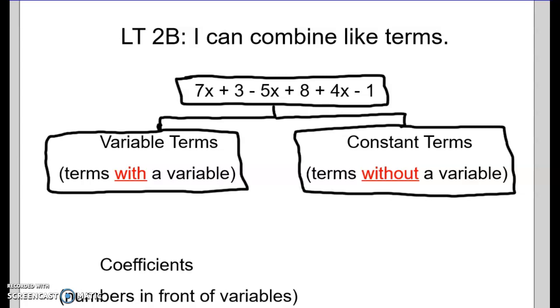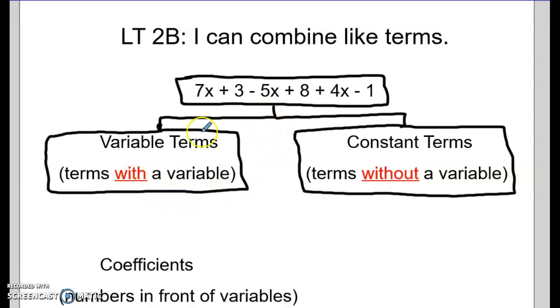So we have an expression. This is all an expression. There is no equal sign, so it's an expression: 7x plus 3 minus 5x plus 8 plus 4x minus 1. There are a lot of terms. We have one term, two terms, three terms, 4, 5, 6 different terms in this one expression, but by combining like terms, we can simplify that and make it a lot easier to work with.